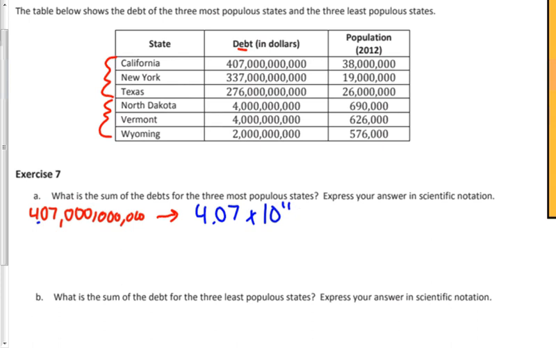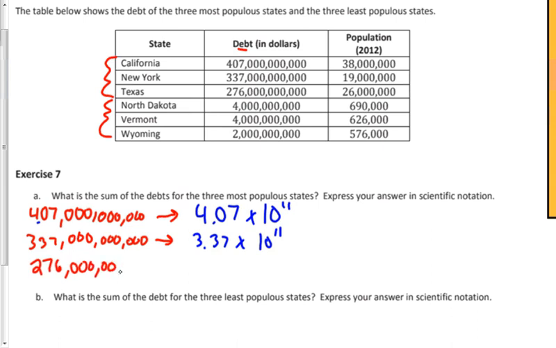Let's do that with the other 2 as well. Among the 3 most populous states, New York has 337 billion. For that one, we're going to put the decimal after the 3, so it would be 3.37 times 10 to the 11th power. And the last one, Texas, is 276 billion. With that one, we move it so that it's 2.76 times 10 to the 11th power as well.